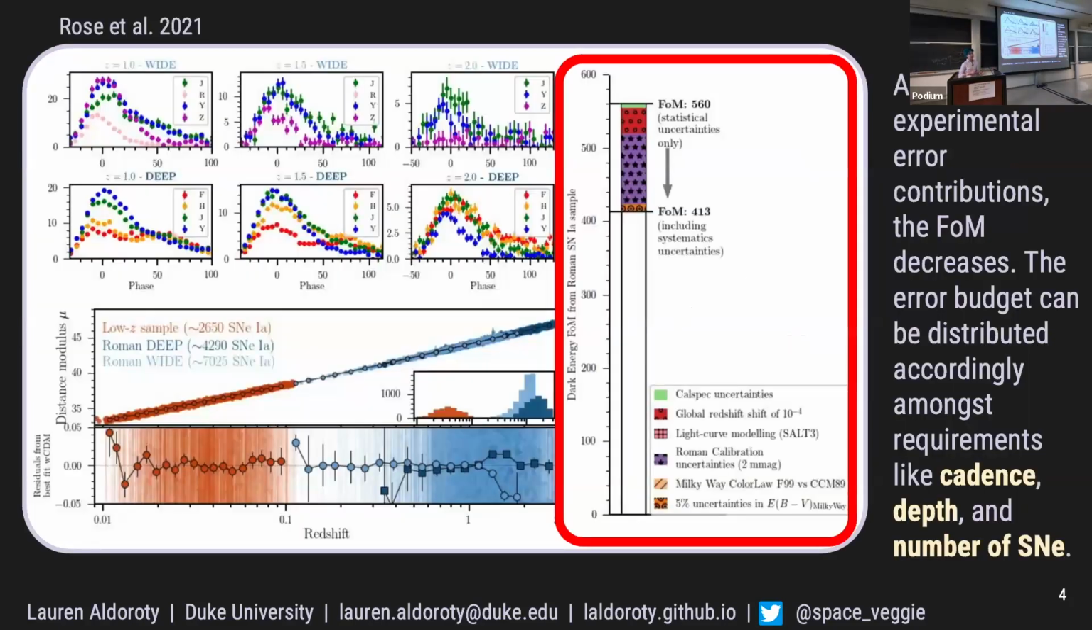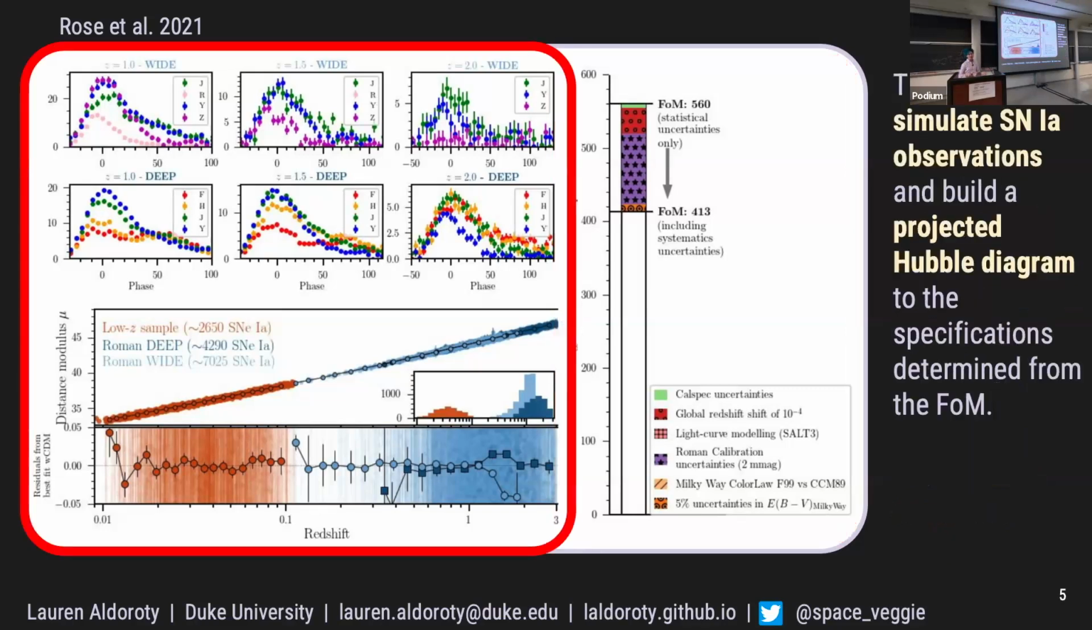As you stack experimental error contributions, the figure of merit decreases, and the error budget can be distributed accordingly amongst requirements like cadence and depth, number of supernovae, et cetera, redshift bins maybe. And then you can simulate observations and build a projected Hubble diagram to the specifications determined from that figure of merit.